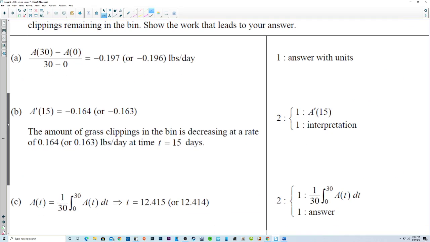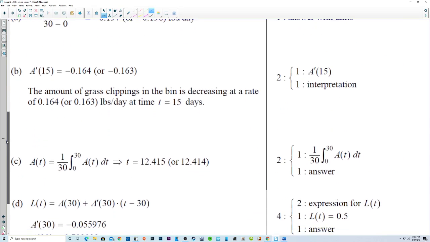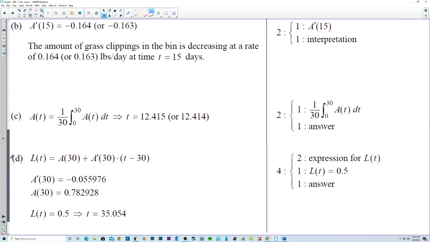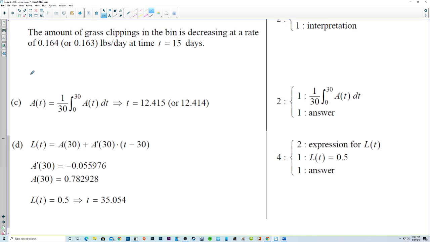Here is the rubric. I'll show that very quickly. You can see the point breakdown for each.